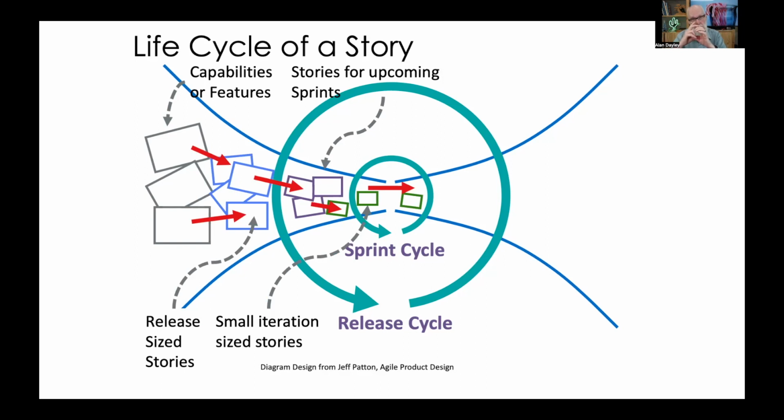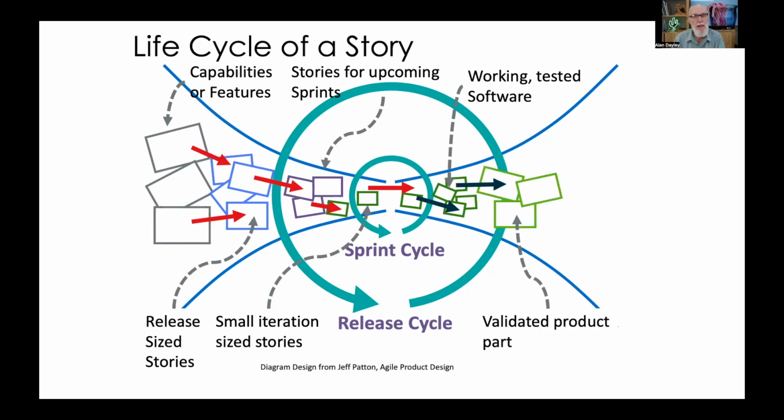But in the sprint, in the smaller iteration cycle, we need small pieces, and they get refined down into those smaller iteration size stories that come out as working tested software that can be combined together into a validated part of your product, into a minimal releasable chunk of software. So this is the pipeline view.